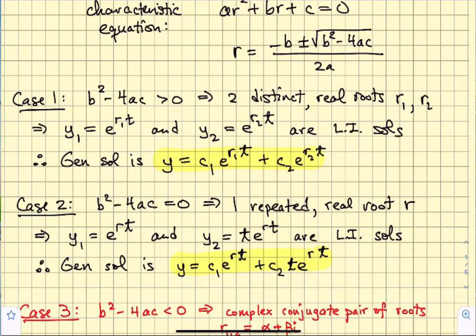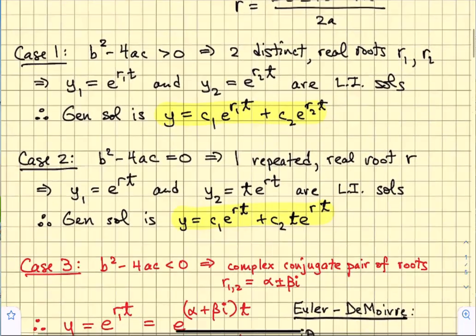We also proved that not only are they both bona fide solutions, they're in fact linearly independent because their Wronskian is non-zero. And then our theory said that therefore the general solution to the second order equation star, when you're in case 1, is c1 e to the r1t plus c2 e to the r2t. This is a two-parameter family of solutions, in terms of the two roots r1 and r2.